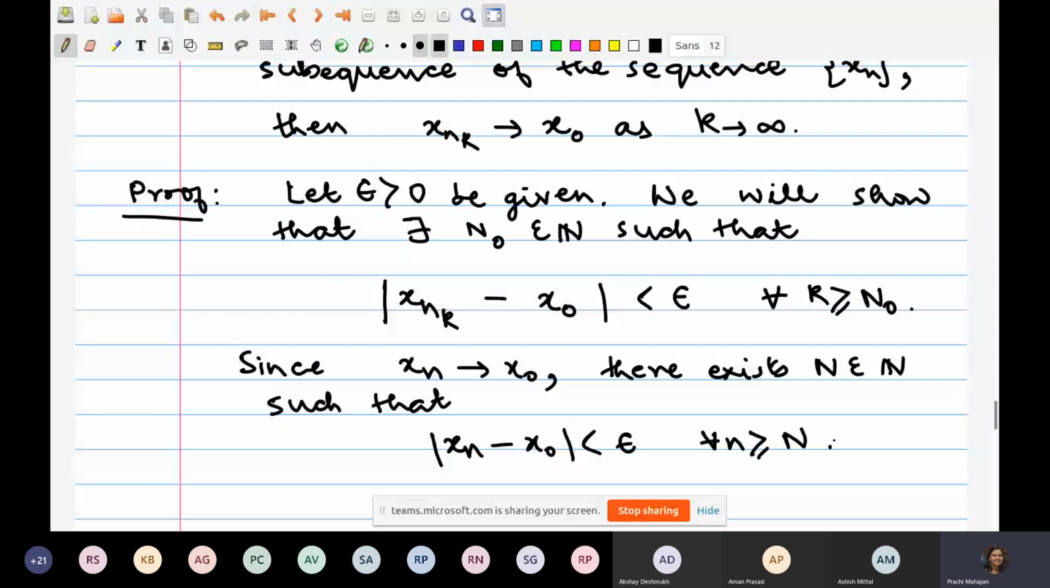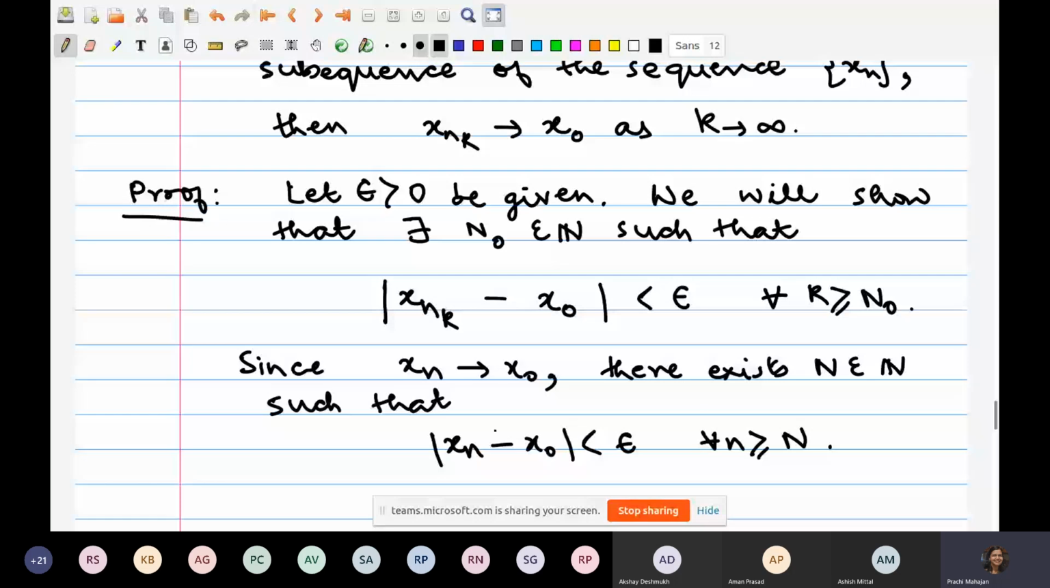Is that okay? Yeah, so there is a cutoff beyond which all terms of the sequence are in the epsilon neighborhood around the point x0, right? Is that okay? Everybody with me up till this point? Yes, ma'am. Yes. Okay. Now I want to prove that xnk satisfies this.